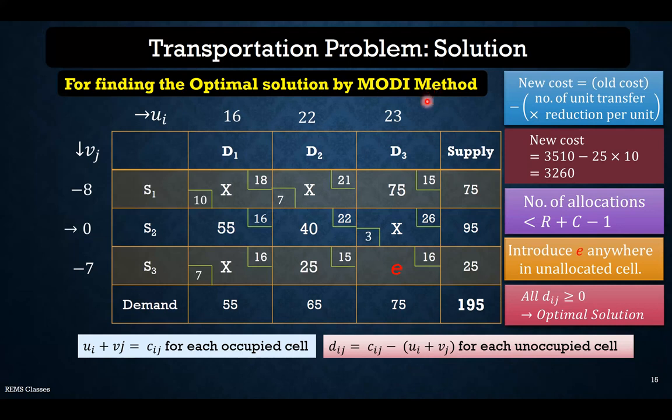So this is all about finding the optimal solution by making use of the modified distribution method. In this method, two things are important. One is finding the values of dual variables or dual multipliers, that is the values of ui and vj, and the other is finding the values of dij, that is the values of opportunity cost. The dij formula we can use only for unoccupied cells, and the ui and vj formula we can use for occupied cells only.